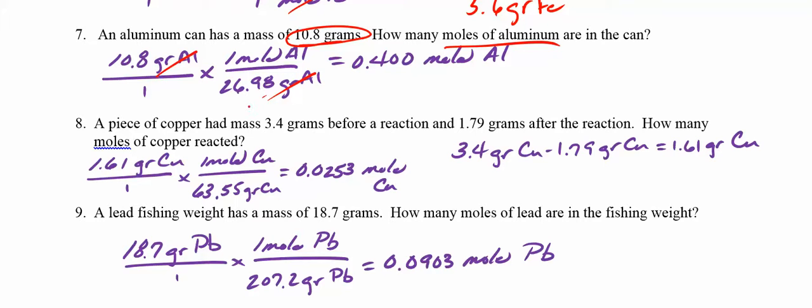10.8 divided by 26.98 gives me 0.400 moles of aluminum. That's what's left in the upper part. So 0.400 moles of aluminum is my final answer. Let's look at number 8.